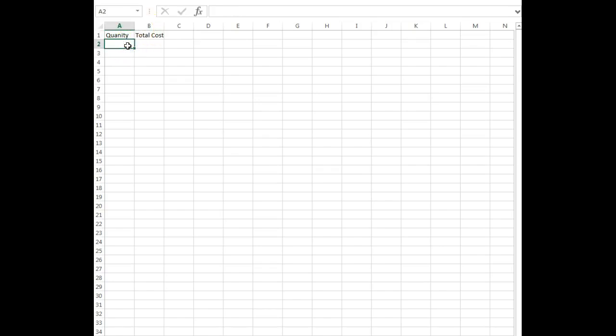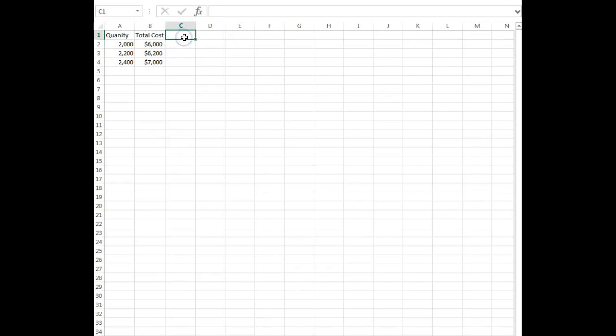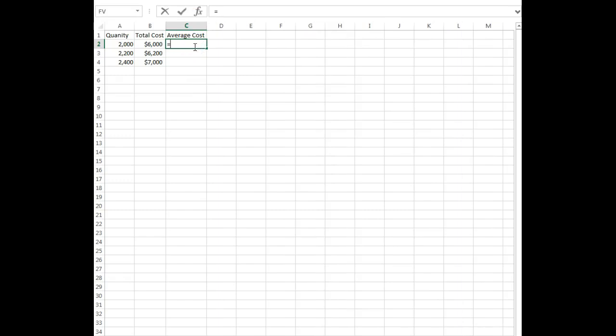With this information, we can take in what we're given. At 2,000 units, our total cost is $6,000. At 2,200 units, our total cost is $6,200. And at 2,400 units, our total cost is $7,000. So one thing we want to look at here is the average cost, or the per unit cost. We calculate average cost by simply taking our $6,000 divided by our quantity. Average cost of $3.